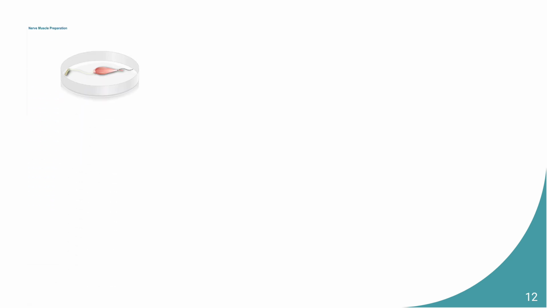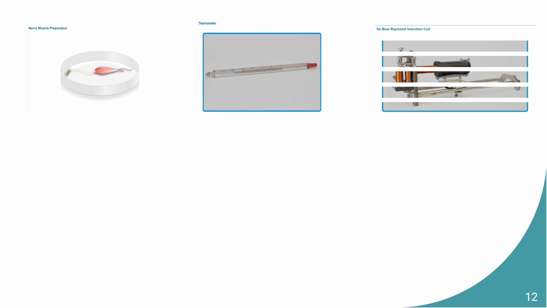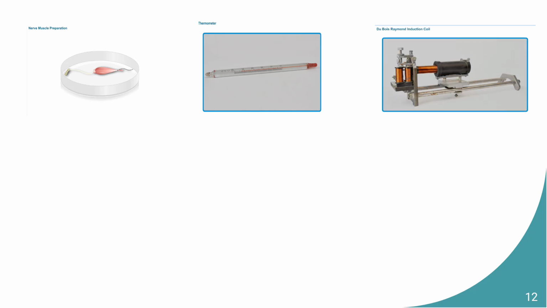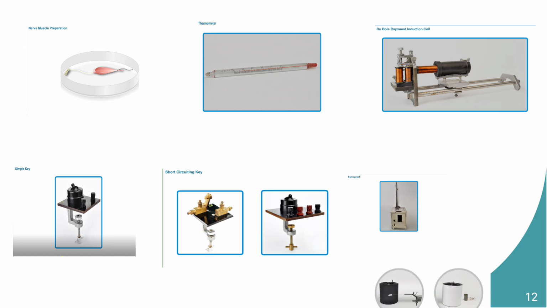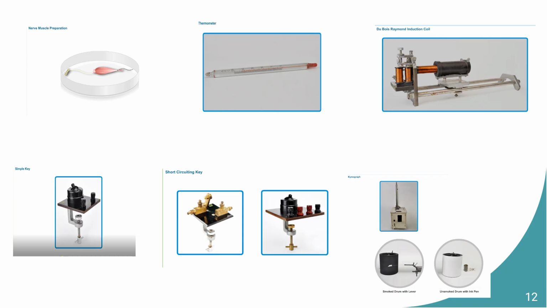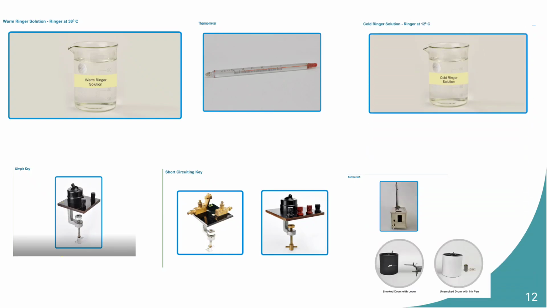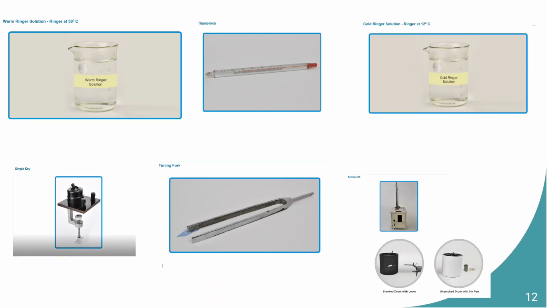Now we want to know what other things are required in this setup. Obviously the nerve muscle preparation, and we know that it is the gastrocnemius muscle and the sciatic nerve. Then the thermometer is required. These are the electrical appliances: Du Bois Raymond induction coil, simple key, short circuiting key, and the kymograph with the drum. The special instruments that we need here are a thermometer, the warm ringer solution, the cold ringer solution, and the tuning fork, just like the SMT, for the time tracing. It has a specific frequency, that is 100 cycles per second.